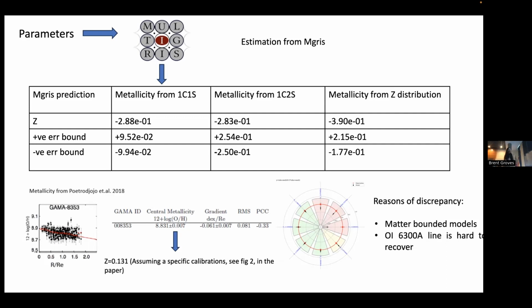There are several reasons for this. The first one is that in the paper, they are looking into specific calibrations, doing different calibrations and using different kinds of correlation fitting. And they're using radiation-bounded models, whereas this model is using matter-bounded. If you look at the oxygen 6300 line, it shows a huge deviation between the observation and the model.